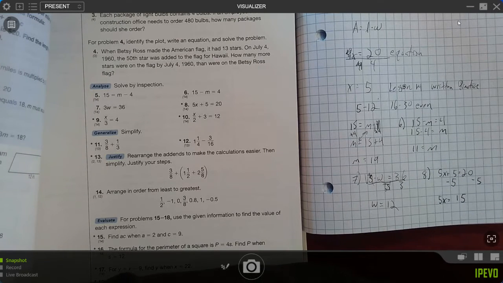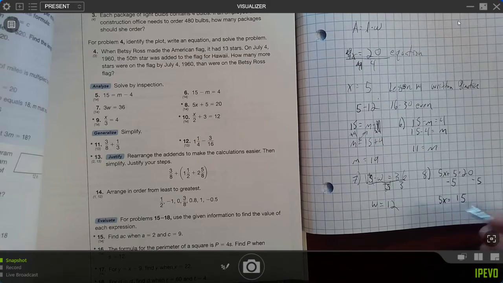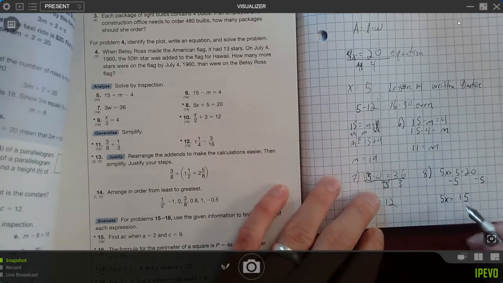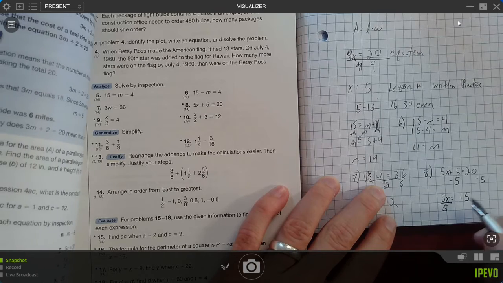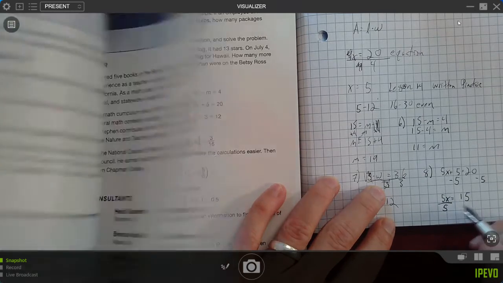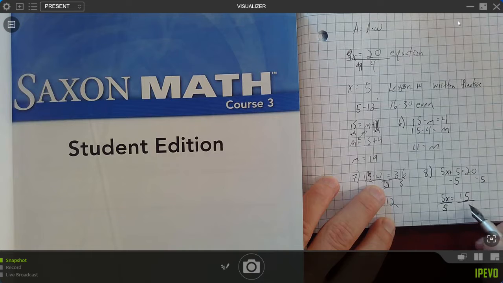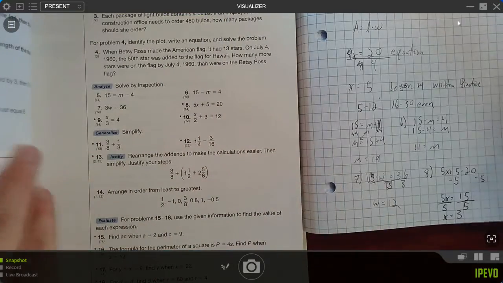Now I can go back to my classics. I can rely on my division facts, my multiplication facts, okay? I can continue to use my inverse. Instead of doing 5 times x, I do divided by 5. Instead of, in this 15, if I divide by 5 here, I have to divide by 5 here. This gives me x equals 3. Okay.